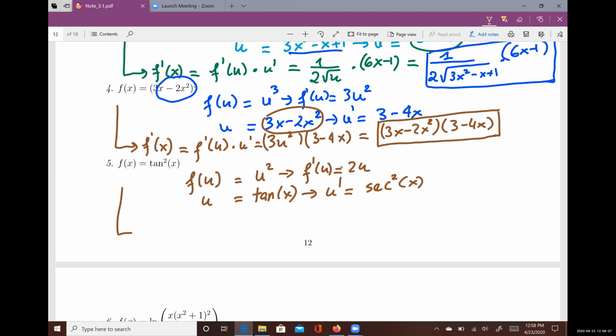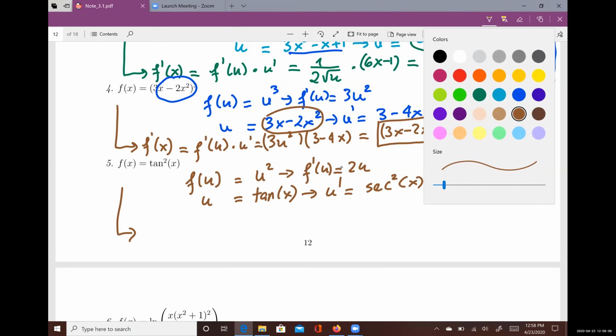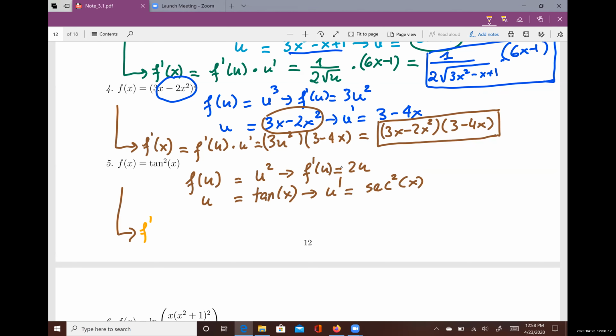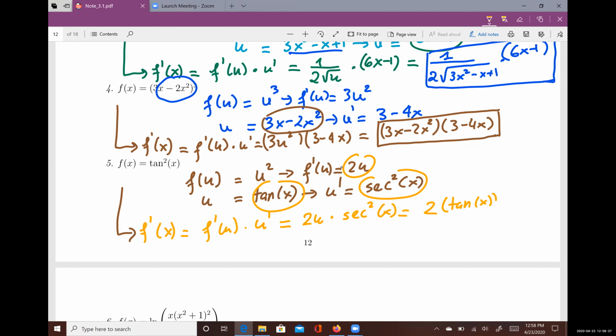So then the derivative of f of x, f prime of x, equals f prime of u times u prime. And then f prime of u is 2u, times u prime, which is secant squared of x. And you replace u by tangent of x, times secant squared of x.